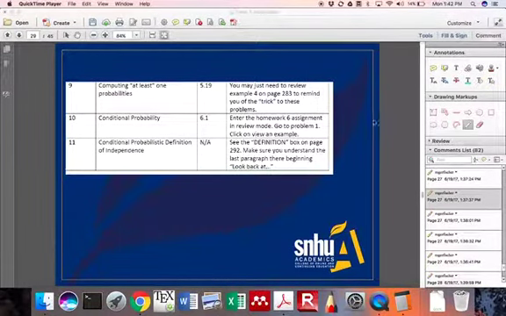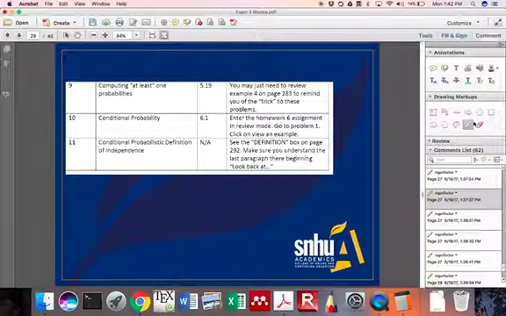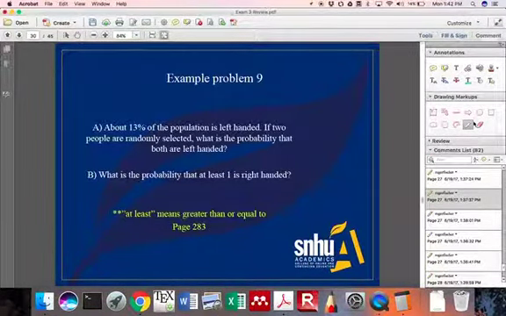Let's talk about computing at-least-one probabilities. About 13% of the population is left-handed. My dad and my sister are both left-handed. It's kind of interesting, definitely beating the averages there. If two people are randomly selected, what is the probability that both are left-handed? Then what is the probability that at least one is right-handed?